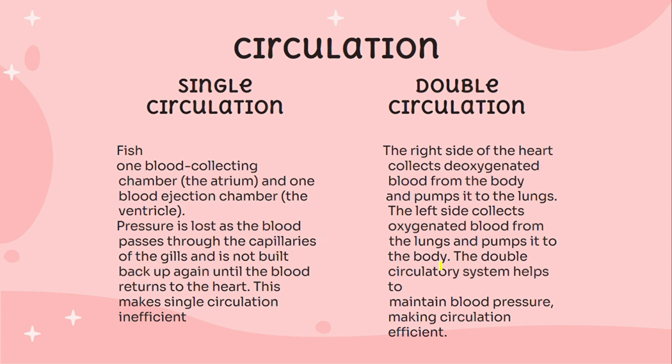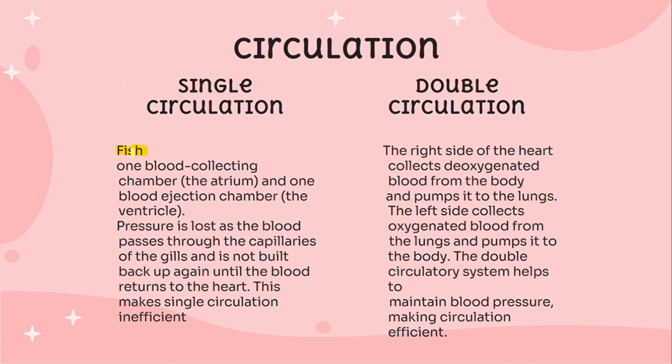So about circulation, we have two types of circulation. We have the single circulation and the double circulation. So you need to know the difference between single and double circulation. You need to know why double is more efficient than single circulation, and where you can find each of the circulations. So starting with single circulation, it is found in fish mainly.